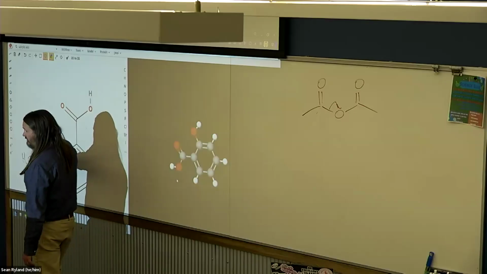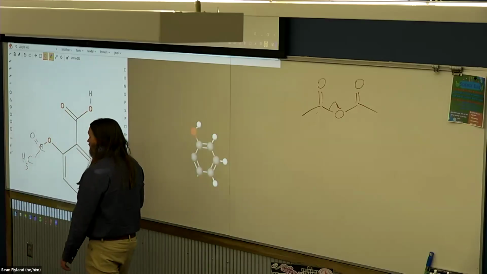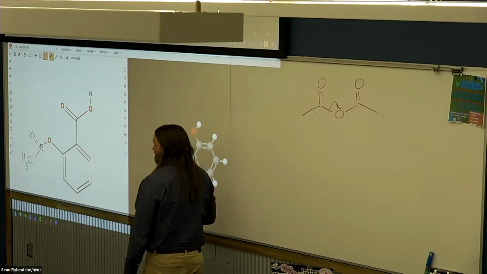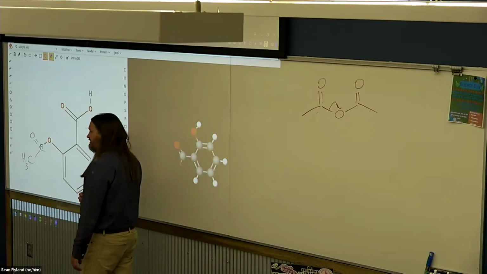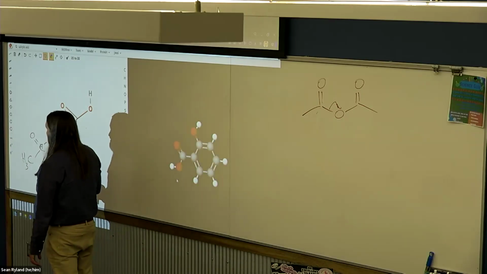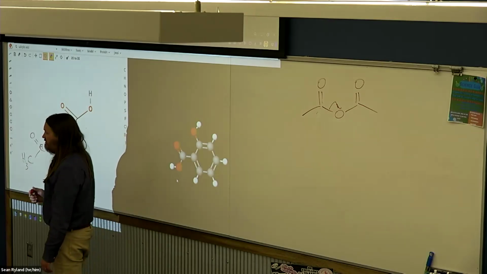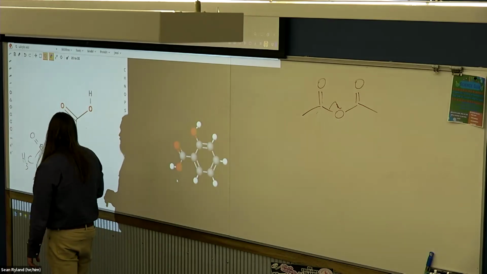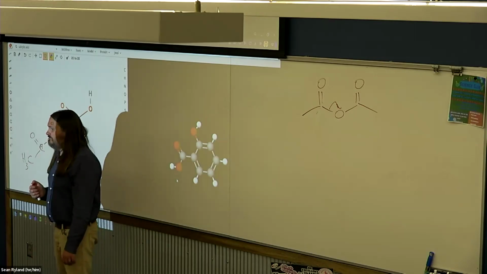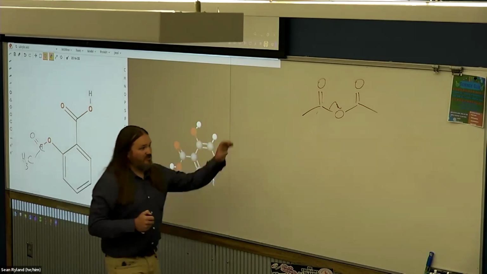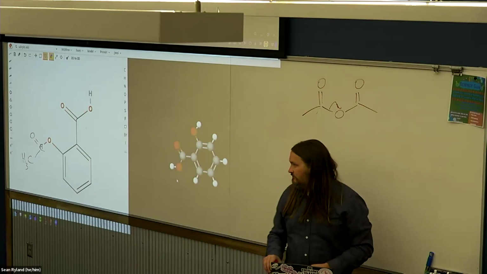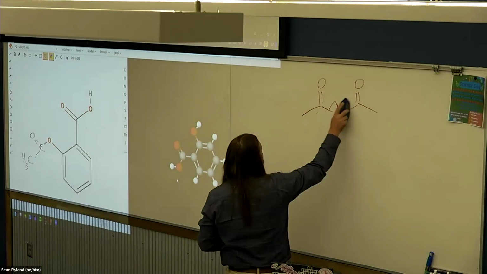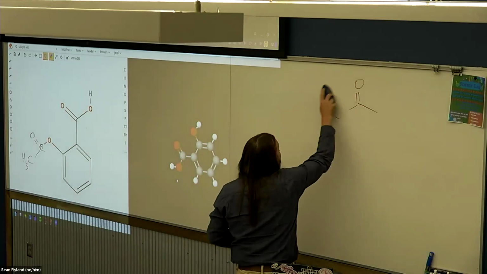So this is what we see. And you actually can get that to happen just with vinegar and salicylic acid. If you took vinegar and salicylic acid and let them react, it's going to be a slow reaction, but you can actually make aspirin. You have much better yield if you use acetic anhydride, which is what we do commercially and in lab.